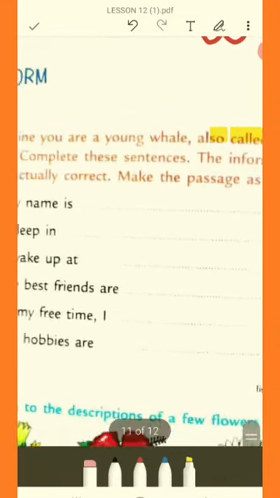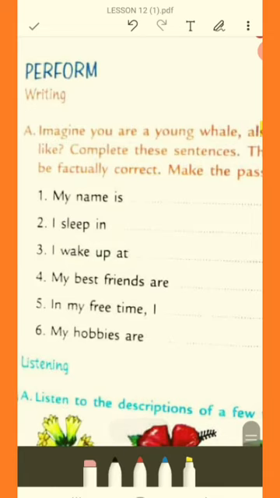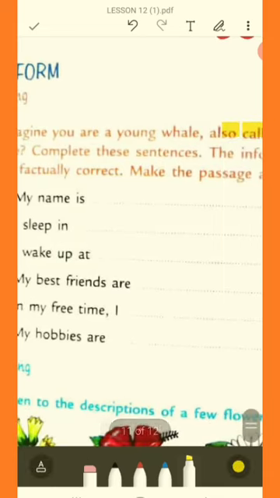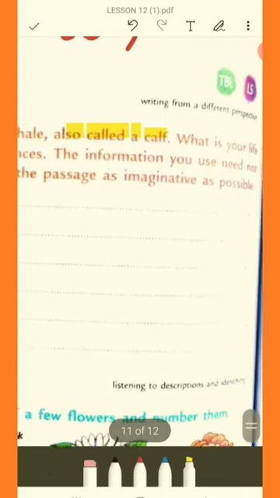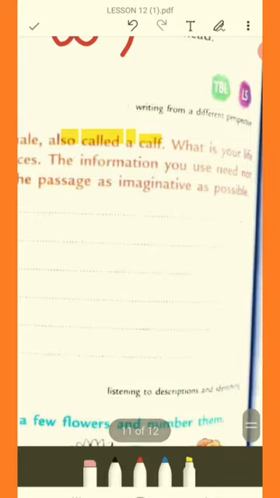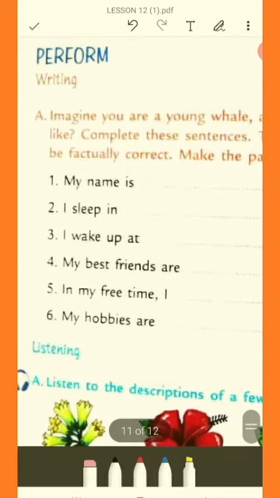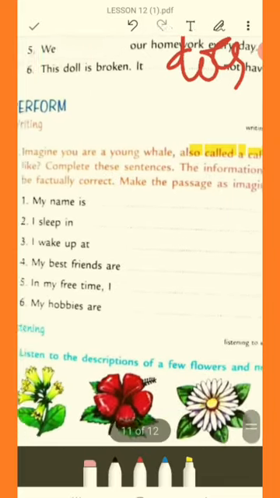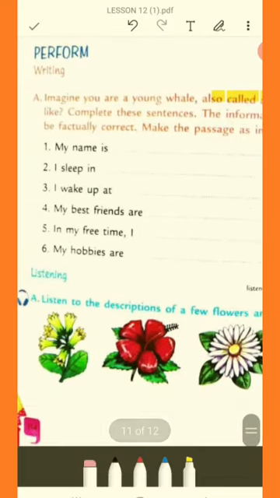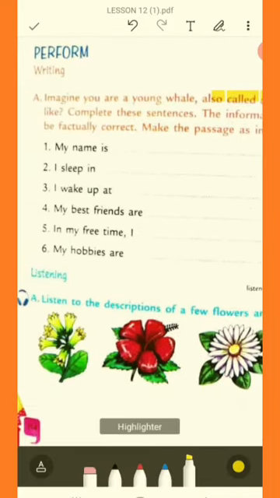What is your life like? So if you are young, what would your life be like? You are asked to complete these sentences. Clues are provided. The information you use need not be factually correct. You have to make the passage imaginative, like cartoons and all. Clear? You can write your name, and where you sleep, wherever.